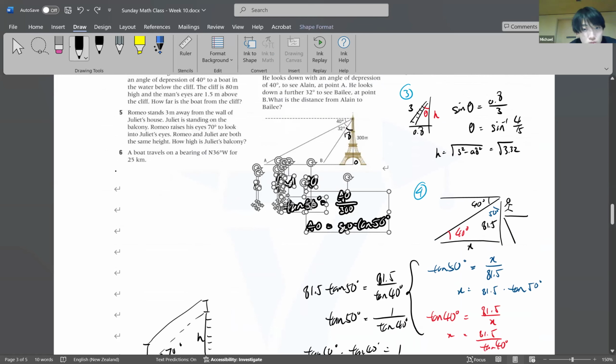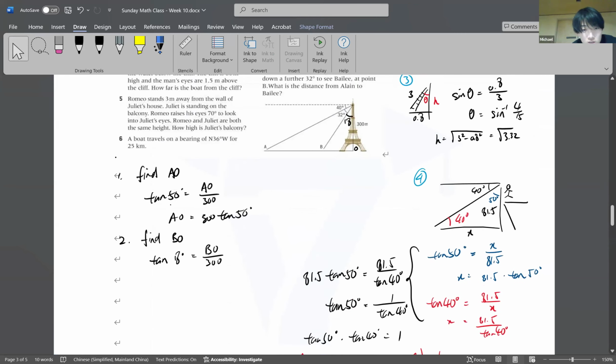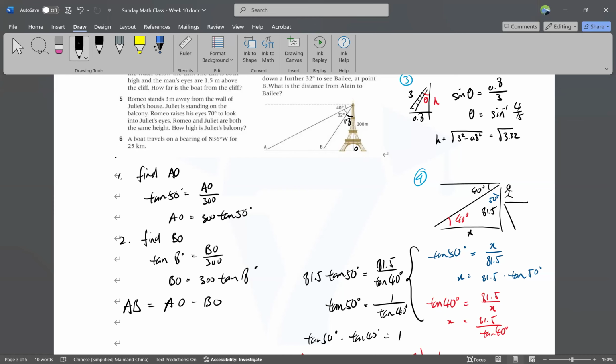So it turns out we get a very similar expression. And this is BO equals 300 times tan 18 degrees. And your AB is very easy now. AB is just your AO minus BO, okay? Substitute the numbers in, you're going to get the answer. Both of you, do you guys get it? Yeah. Oh, nice, sweet. That's very good.